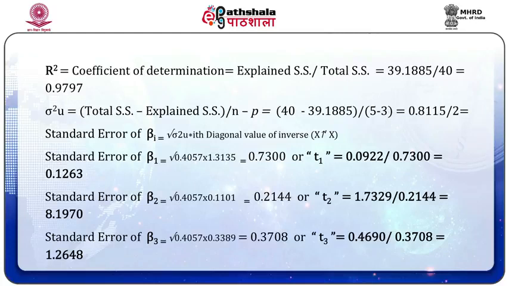Standard error of beta 3 is equal to under root 0.4057 into 0.3389, which is equal to 0.3708. Or T3 is equal to 0.4690 upon 0.3708, which is equal to 1.2648.